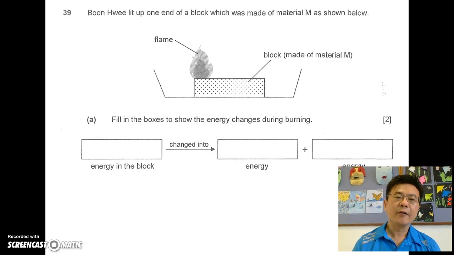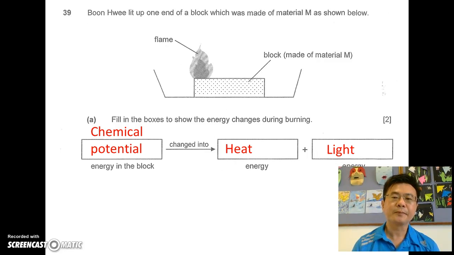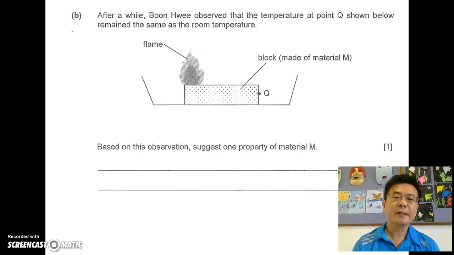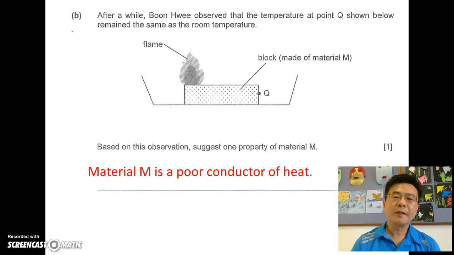Question 39. Fill in the boxes to show the energy changes during burning. So the first box will be chemical potential energy in the block will be converted into heat energy and light energy. Question B. Suggest one property of material M. If the temperature at point Q shown below remains the same as the room temperature, material M is a poor conductor of heat, or you can say it is also a good heat insulator.